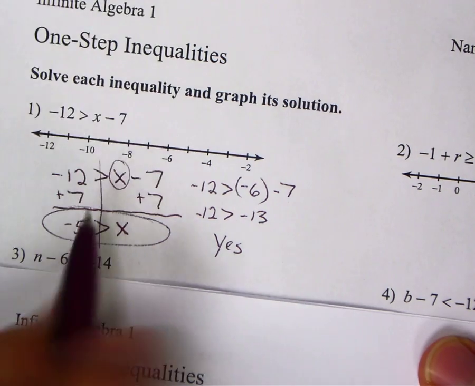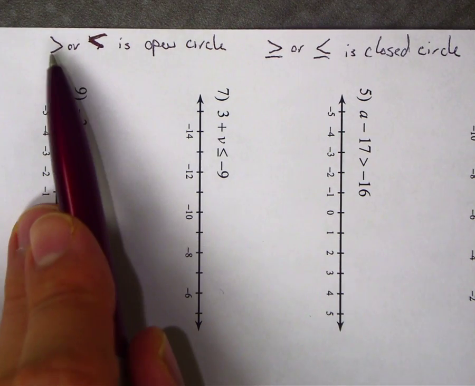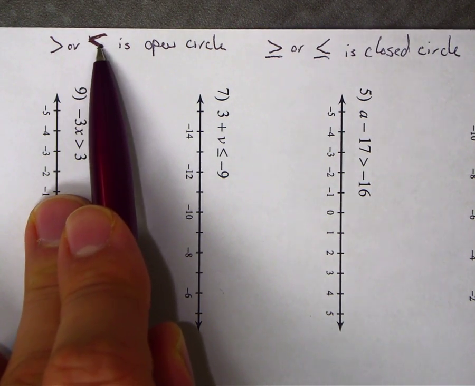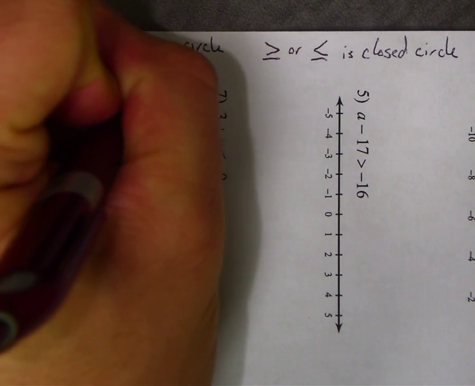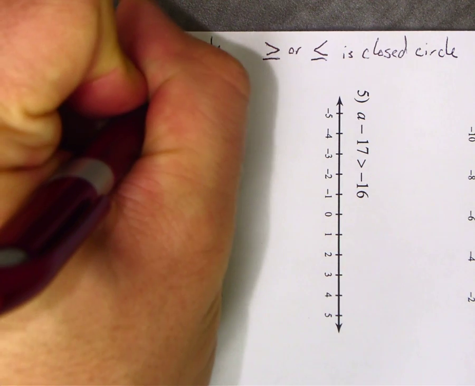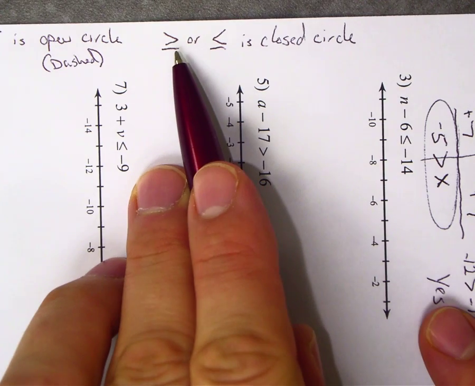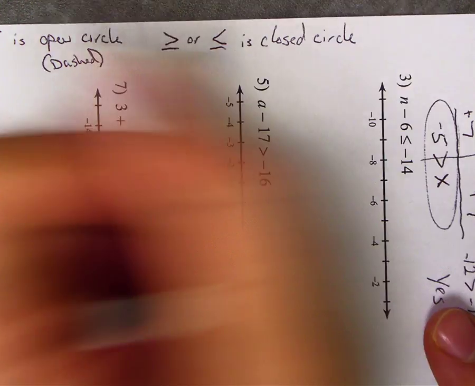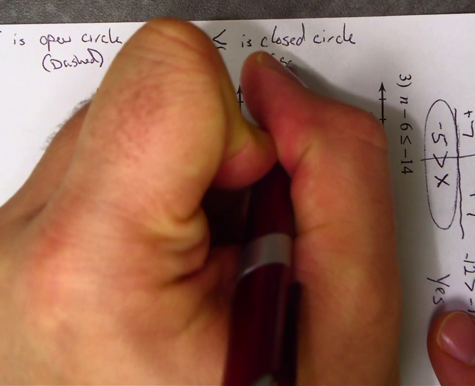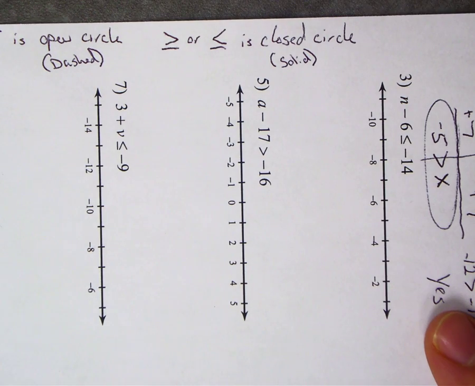Let's look at this right here to talk about what we're going to do and when. When we have a greater than or a less than symbol, it has to be an open circle, just like a dashed line when we're doing a linear inequality. If we have a greater than or equal to or a less than or equal to, it's a closed circle, a solid circle, just like a solid line in a linear inequality.